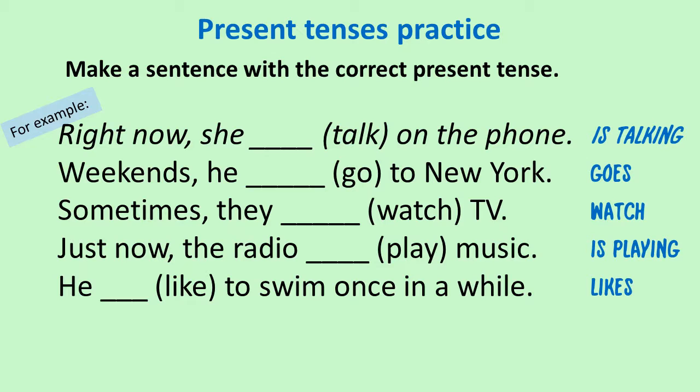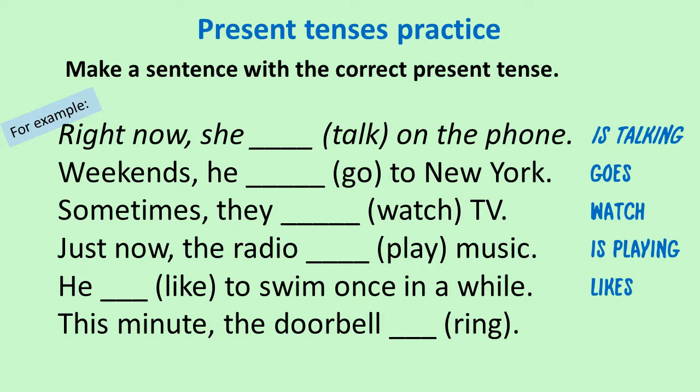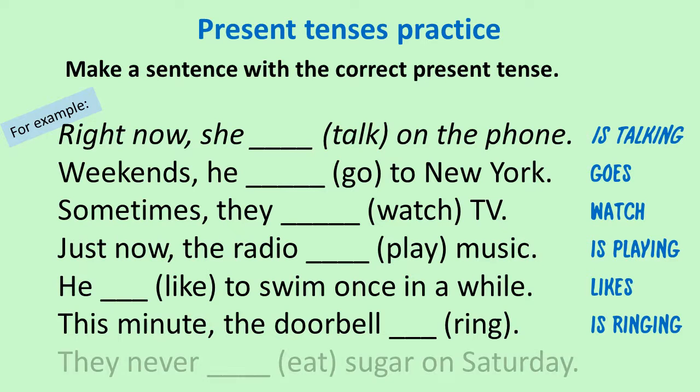Here's another. And this should be, he likes to swim once in a while. Once in a while usually takes the simple present. And this should take the present progressive. This minute, the doorbell is ringing. Finally, let's do this one.